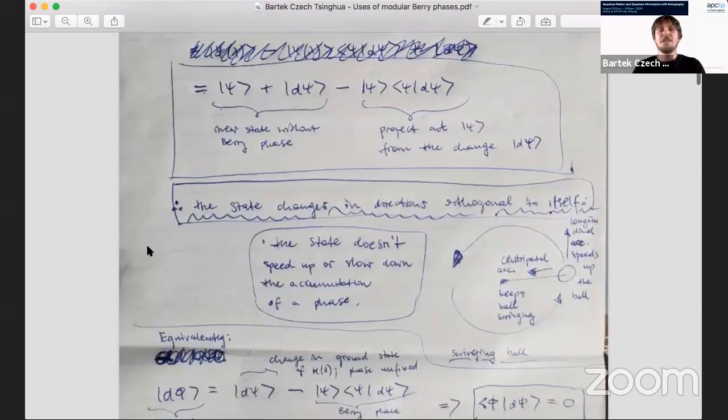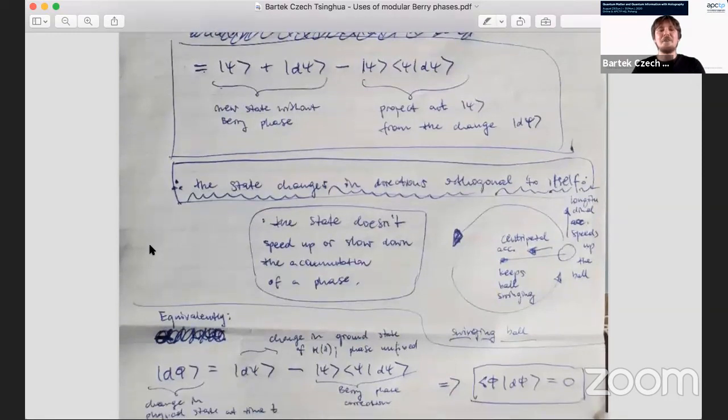Here are some emotive ways of rephrasing this. One way is to say the state doesn't speed up or slow down the accumulation of a phase. Do you know why I say this? I say this because of an analogy. Imagine that you have a ball and you are flinging this ball around so that it remains in circular motion. As we know, there is a centripetal acceleration. If we didn't apply it, the ball would just fly away in a straight line. So to keep the ball running on a circle, we have to keep applying a centripetal force, and the ball has to feel a centripetal acceleration to stay on course. This centripetal acceleration always points orthogonally to the instantaneous velocity of the ball.